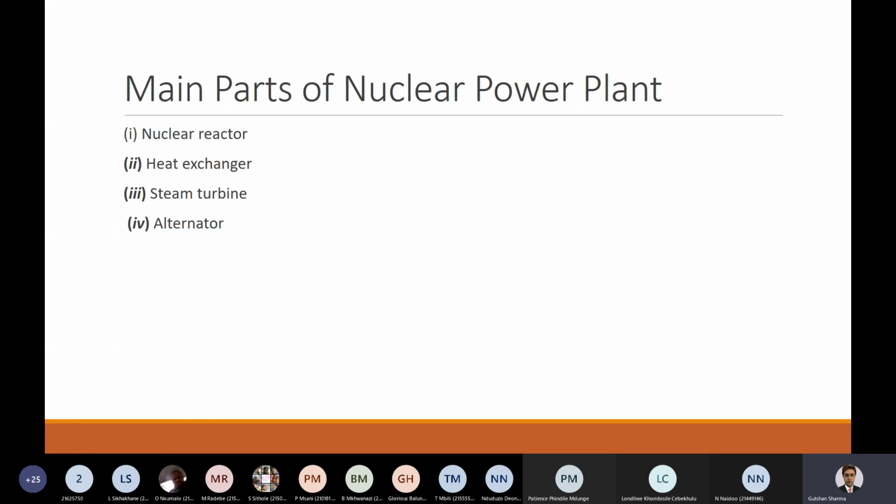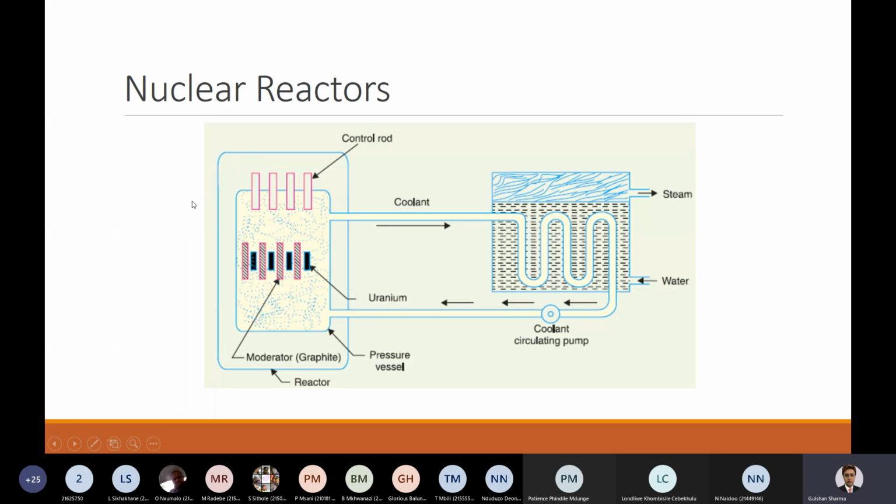So that's one concern. Now you see, guys, this is the schematic representation of the nuclear reactor. In a nuclear reactor, one of the important things is that this is the reactor, and inside there is a pressure vessel. This is the pressure vessel. After that, we have the fuel, uranium 235. After that, there is a moderator.